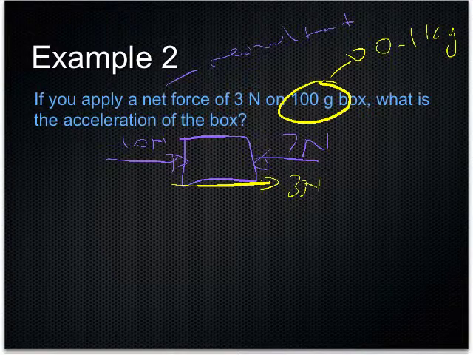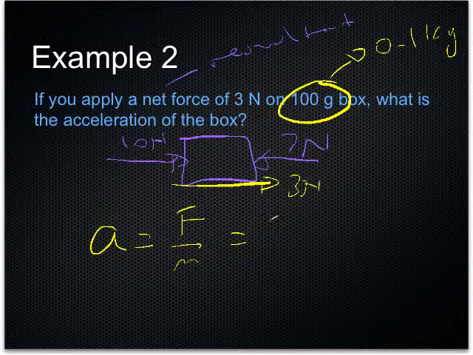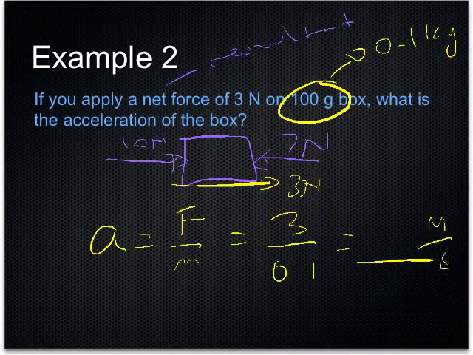Okay, so we're going to have acceleration equals force divided by mass. So 3 divided by 0.1 equals something. What's the unit? m/s².